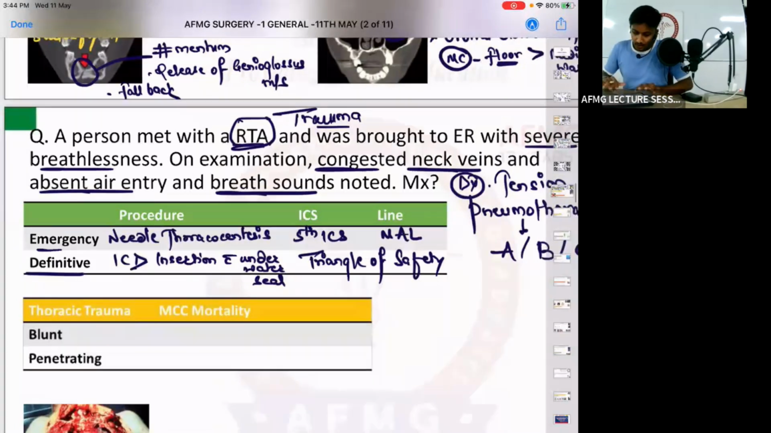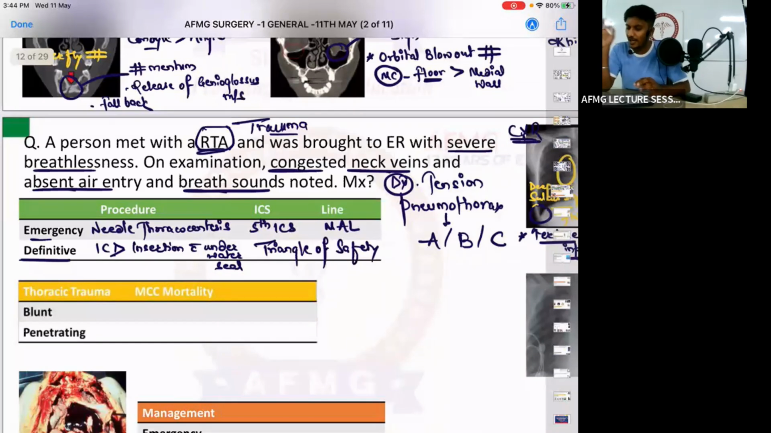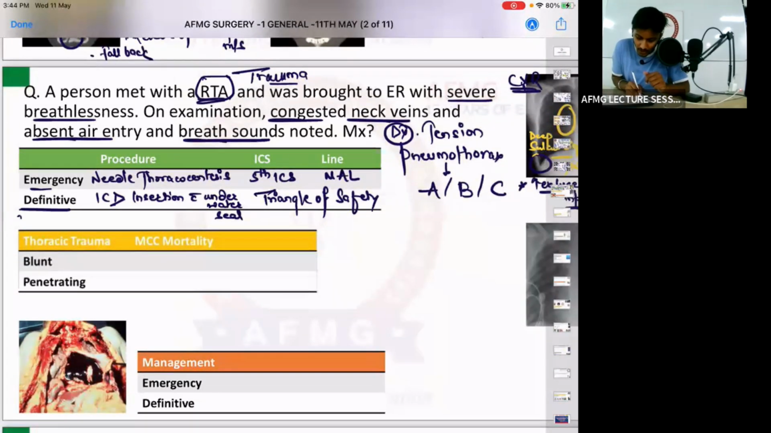ठीक है? So जल्दी से बताओ, emergency procedure for tension pneumothorax. Definitive management for tension pneumothorax. ICD insertion is done in. Whereas emergency needle thoracocentesis is done in which line? If it is a child, यहाँ पे आंसर चेंज होगा. Needle thoracocentesis in a child is done in second intercostal space, mid clavicular.